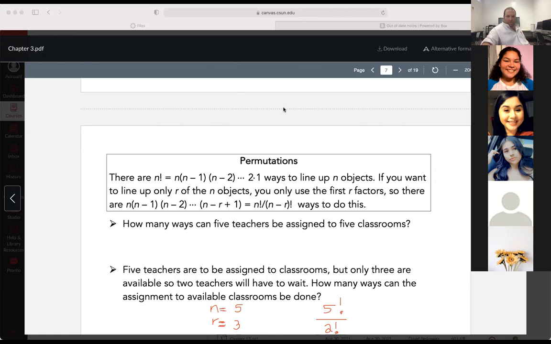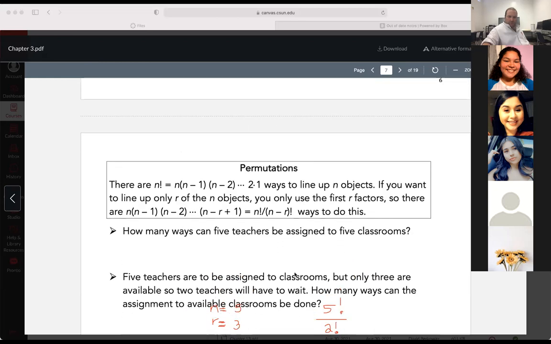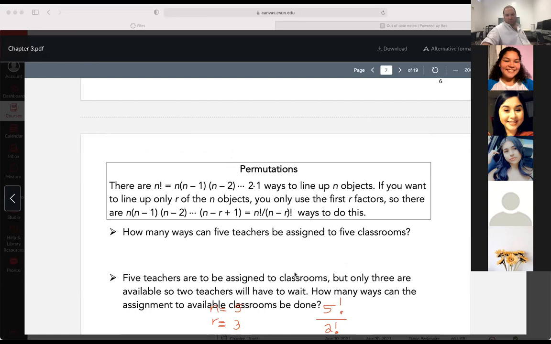So where did the 3 come from, right? So there's 3 classrooms available, correct? So we have 5 teachers who walk into school, and we say, sorry, we don't have enough classrooms to go around. 3 of you are going to get classrooms. 2 of you will have to wait. So we're only going to pick 3 of those 5 teachers to get classrooms. How many ways can we do that?